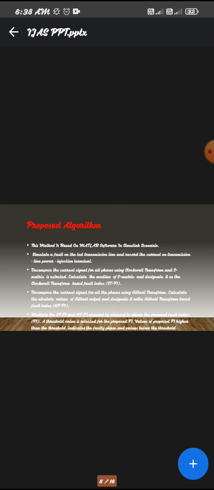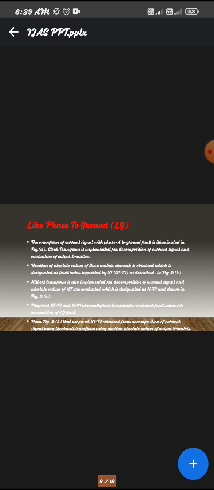A threshold value is selected. Values higher than the threshold indicate the faulted phase, and values below the threshold indicate the healthy phase. Like phase to ground, the waveform of the ground signal with phase A to ground fault is illustrated.